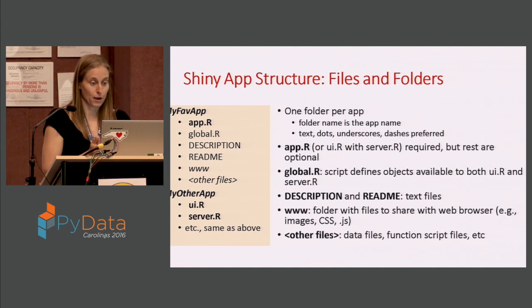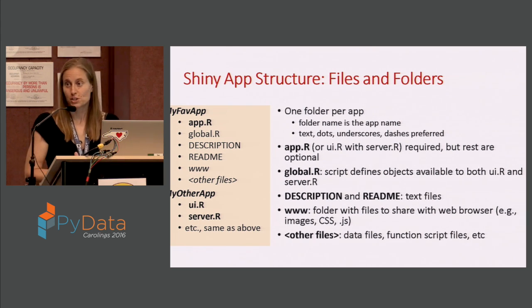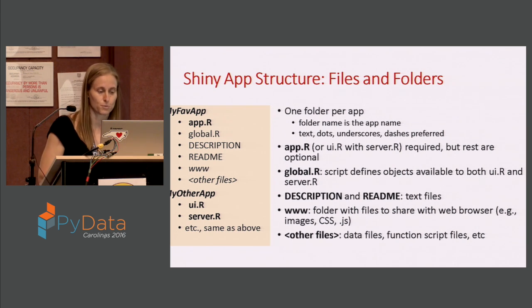So the app R is required, everything else is optional. You can have other R scripts that are available to both the UI and the server. It's always a good idea to add in description and README files, that would be text files. The www folder will have images. If you have some other CSS code that you want it to call, you would put that in there. And then other files.